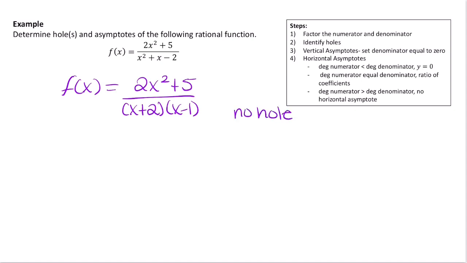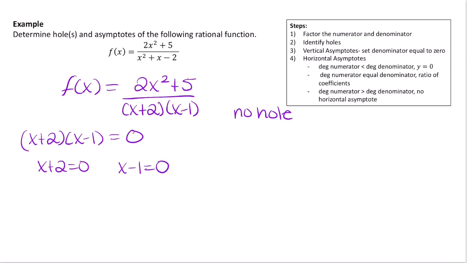So let's go ahead and work on the asymptotes. For the vertical asymptote, we're just going to set the denominator equal to 0. So we have x plus 2 times x minus 1 is equal to 0. That means that x plus 2 equals 0 and x minus 1 equals 0 are going to tell us the location of the vertical asymptotes. So we have an asymptote at x equals negative 2, and we have an asymptote at x equals 1, right? So those are going to be our vertical asymptotes.